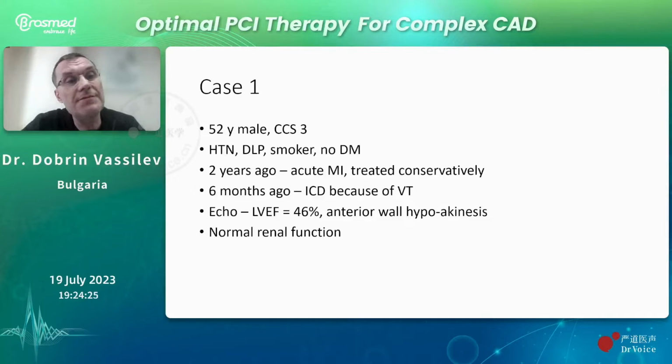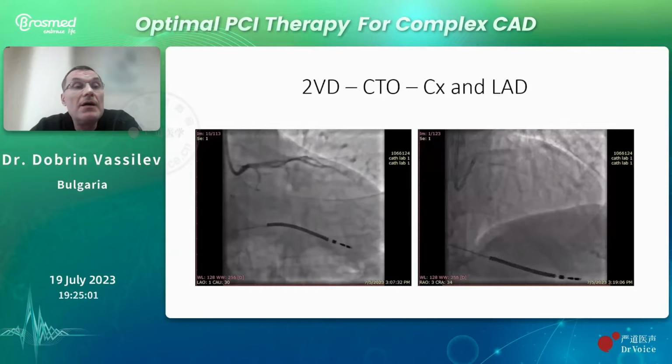The first case is a 52-year-old male with high-grade angina with a lot of risk factors. He had an anterior wall myocardial infarction 2 years ago, but it was not treated invasively. 6 months before current admission, he had an ICD implantation because of repeated ventricular tachycardia. On echo, the patient had a 46% ejection fraction with anterior wall hypokinesis and normal renal function.